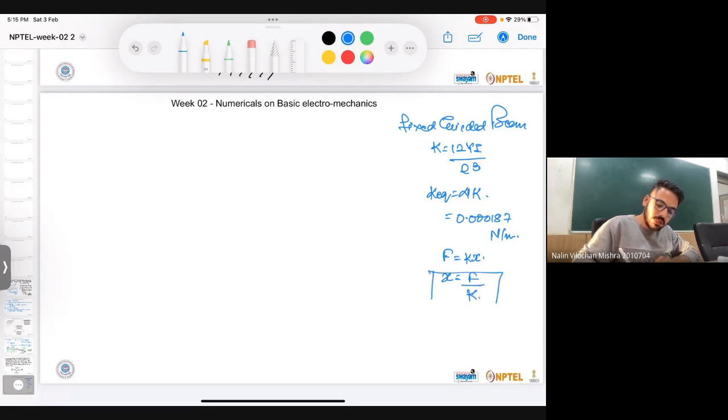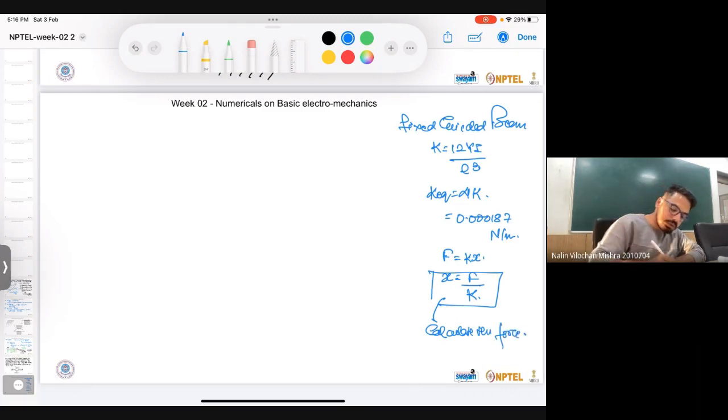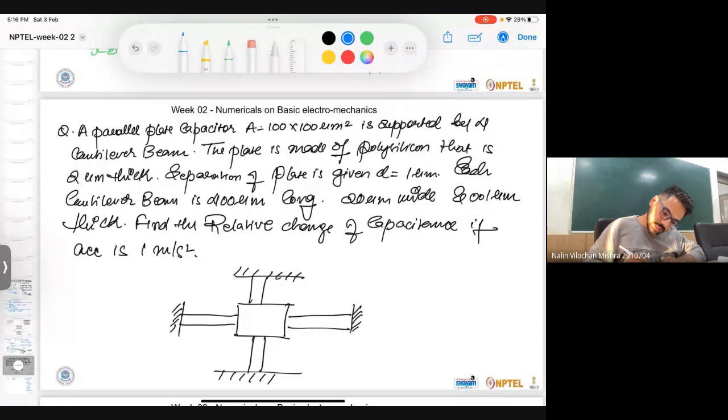So for that, we need to calculate the force. Now, how can we calculate the force? The force can be written as mass into acceleration. The acceleration is given as 1 meter per second squared, and the mass value, we don't have the value of mass here, but I think we have the density.